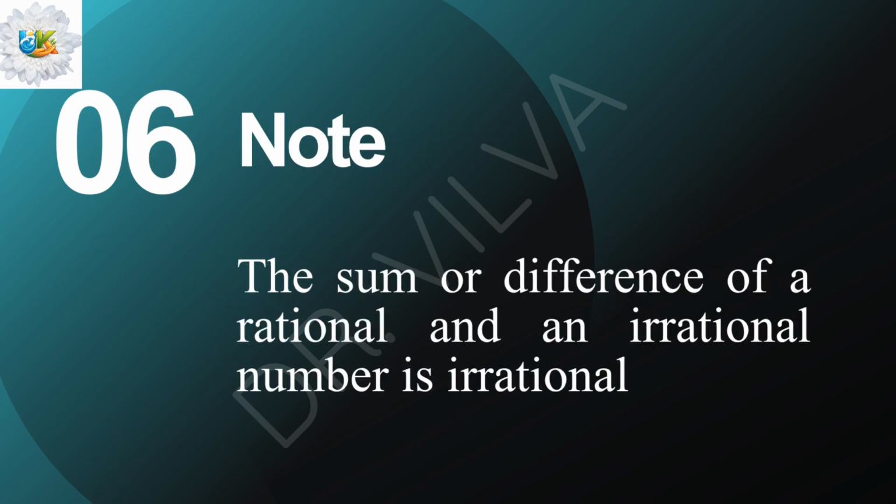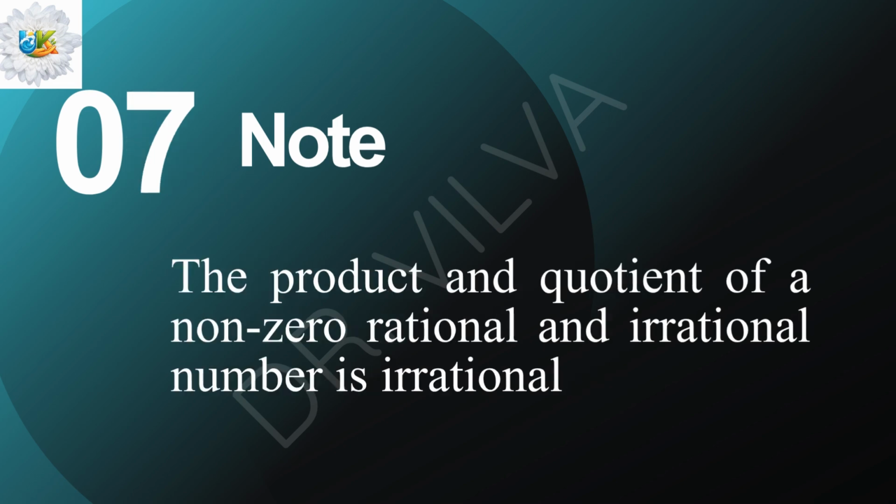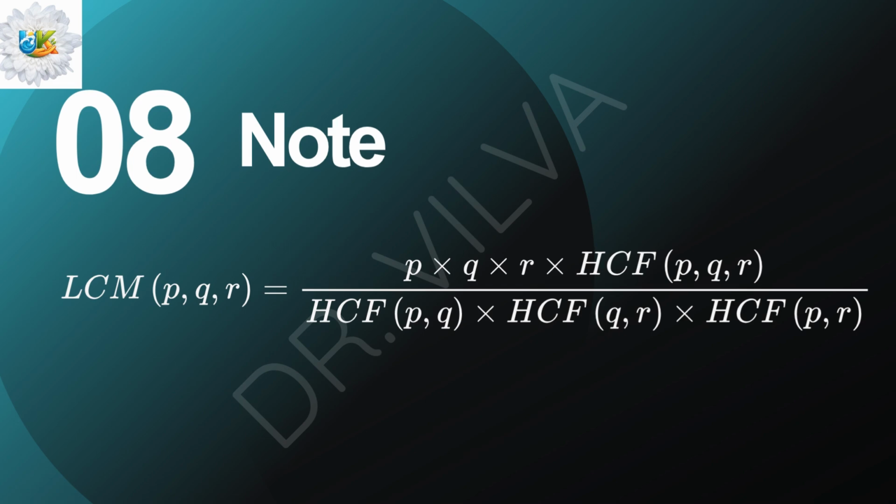The sum or difference of a rational and an irrational number is irrational. The product and quotient of a non-zero rational and irrational number is irrational. LCM of P, Q, R is equal to P times Q times R times HCF of P, Q, R all divided by HCF of PQ times HCF of QR times HCF of PR.